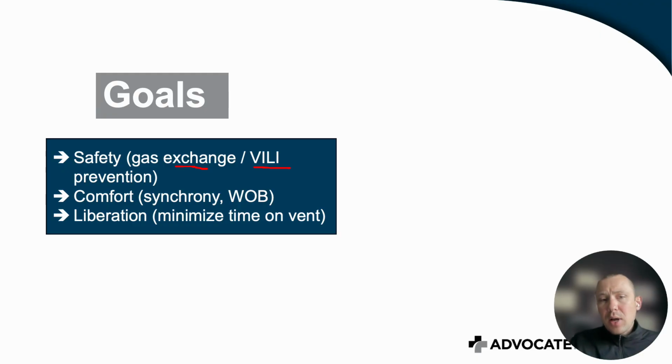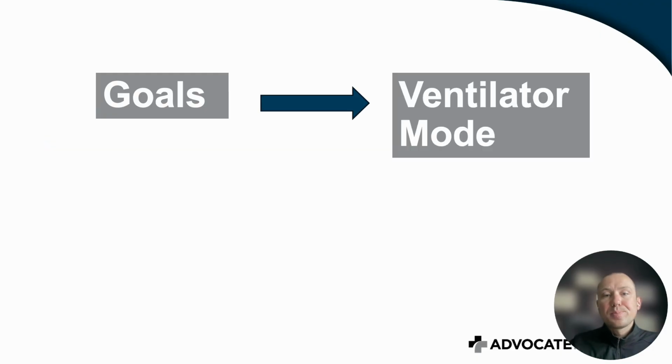When we talk about comfort as a goal, what we mean here is patient-ventilator interaction and synchrony, and optimization of work of breathing while having safety maybe as a secondary goal. And when we say liberation, what we mean is we try to minimize time on the ventilator.